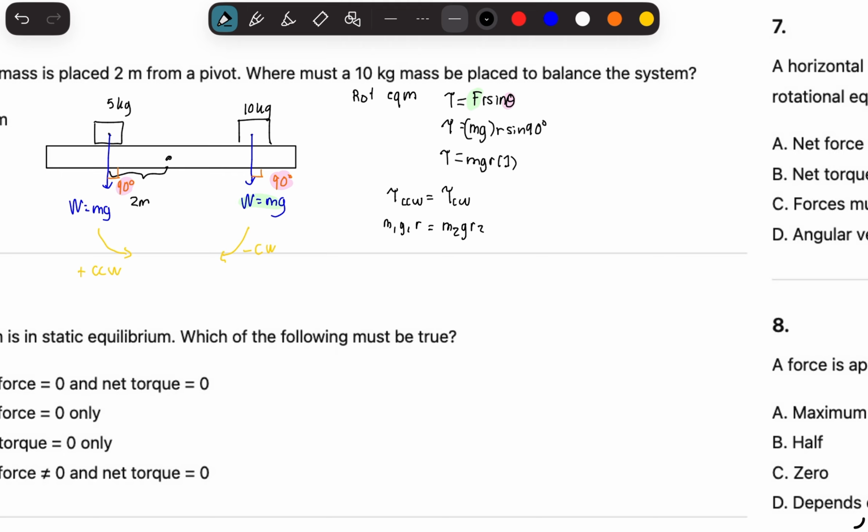So this is going to be your M2, that's your M1. 2 is going to be your R1. And here, this is going to be R2, but we don't know what that is. Now we can substitute in what we do have, though. So we have 5 and 2, and we have 10 and R. So we have R is equal to 1 meter.